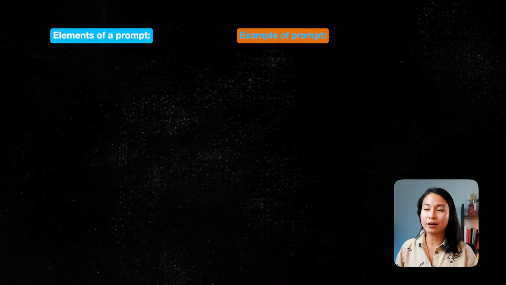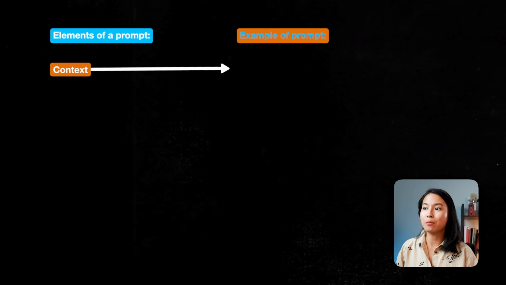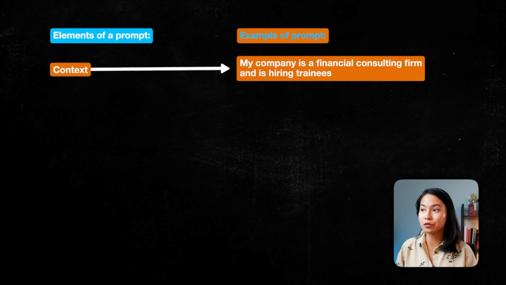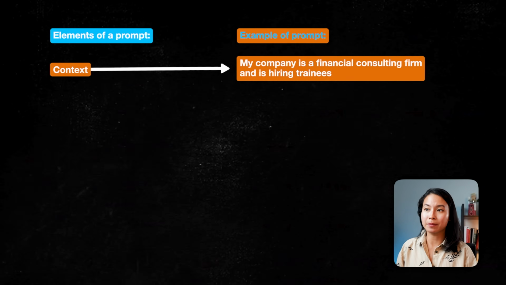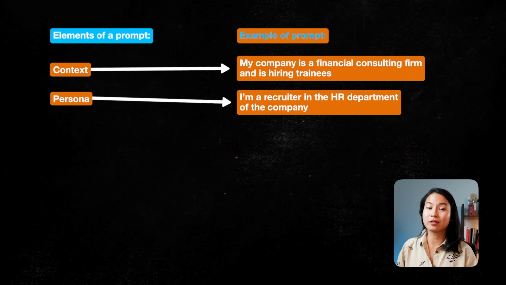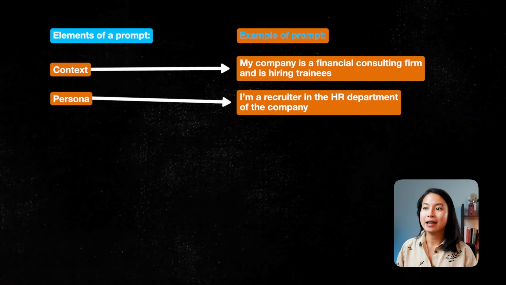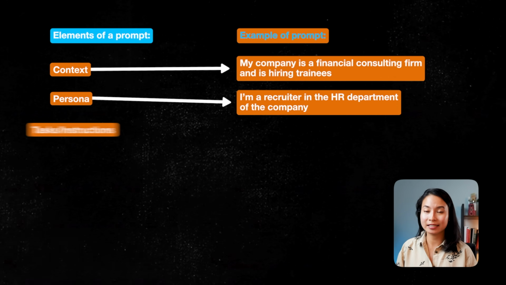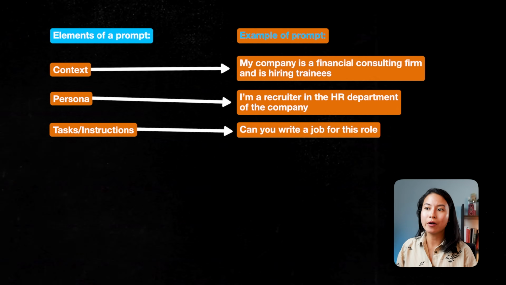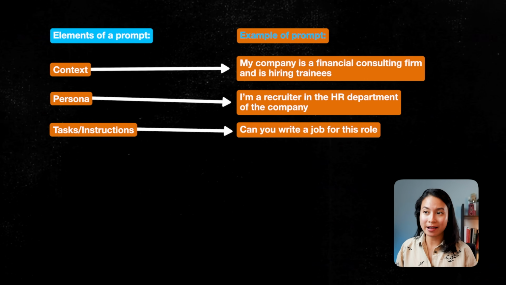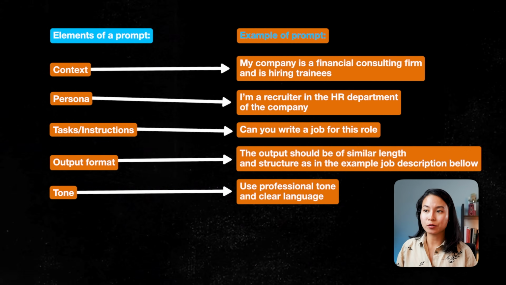So first, you give the context. So for example, my company is a financial consulting firm and is hiring for trainees. And then you describe the persona. I'm a recruiter for the HR department of the company. Then describe the actual tasks or instructions. Can you write a job description for this role? And you can specify the output format and tone as well if you like.